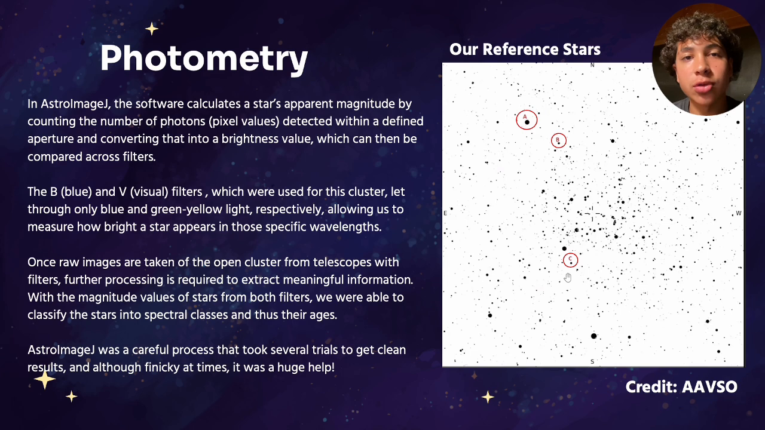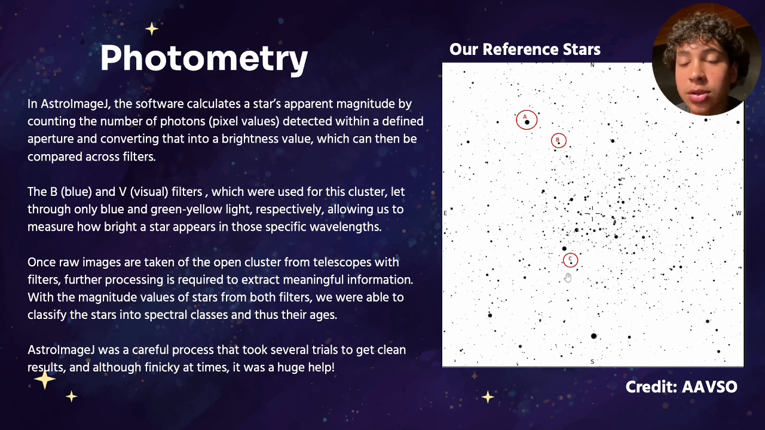Photometry was one of the most essential and important parts of this project. To perform it, we used a software called AstroImageJ. This tool allowed us to analyze and extract data from our cluster, most importantly, helping us calculate the apparent magnitudes of various stars. By inputting the known magnitudes of our reference stars, as shown to the right, AstroImageJ was able to determine the magnitudes of surrounding stars using 2 filters, B and V. These filters isolate specific wavelengths of light, blue and green, respectively, by blocking all others, enabling the software to accurately count the number of photons received from each star in those bands.